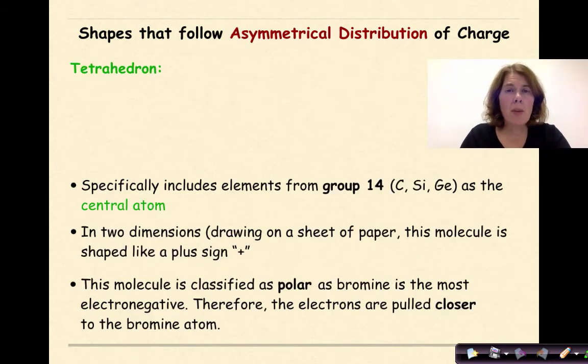The final example that we're going to look at is the tetrahedron or tetrahedral example, which is CH3Br. So we're going to start with a carbon in the center. So there's our carbon, 1, 2, 3, 4. We're going to bring in 3 hydrogens, 1, 2, 3 hydrogens. And then finally, to mix things up a little bit, we're going to bring in a bromine. So I'm going to put a bromine right here.